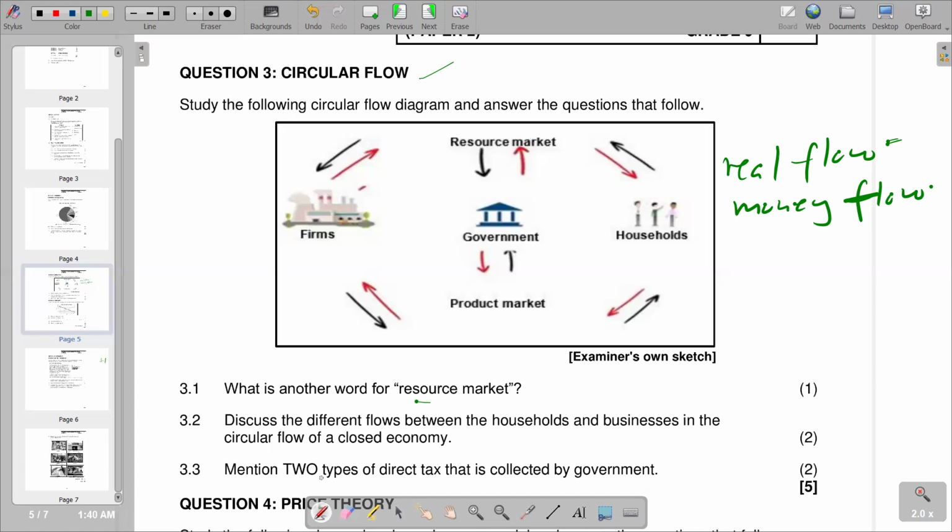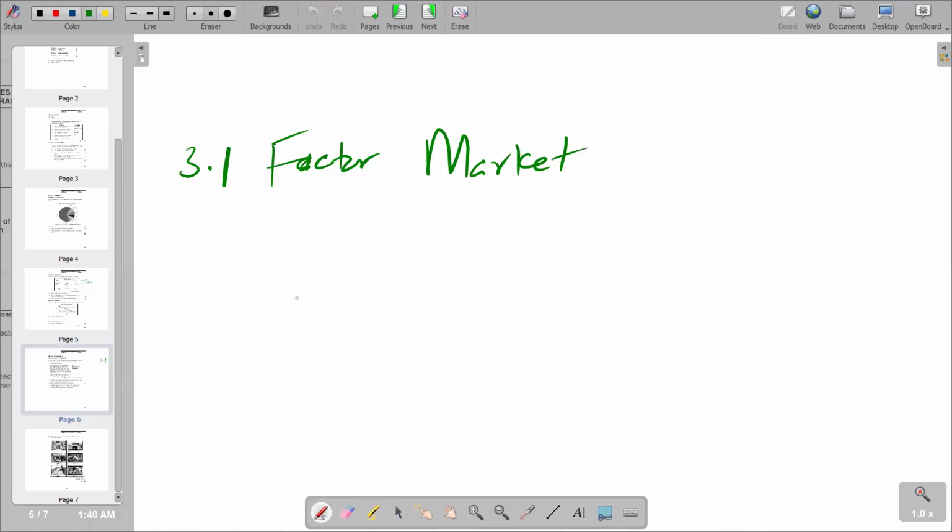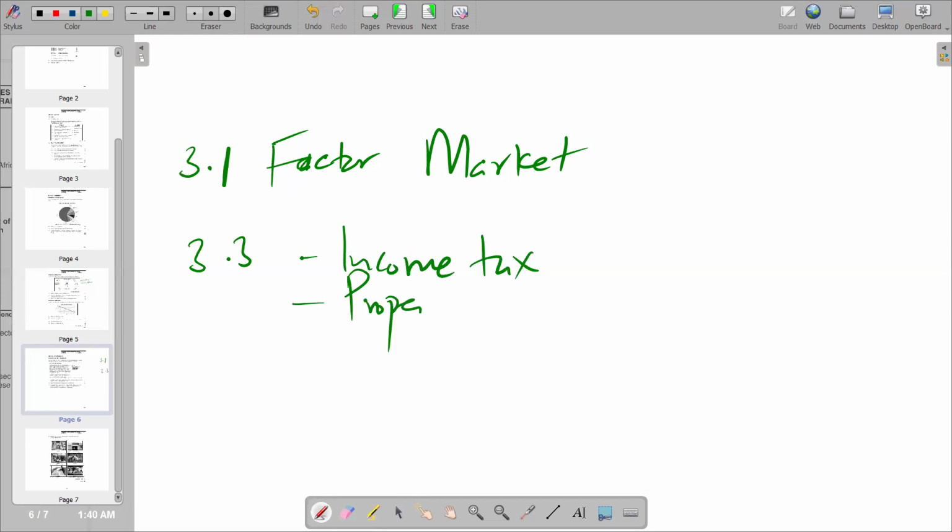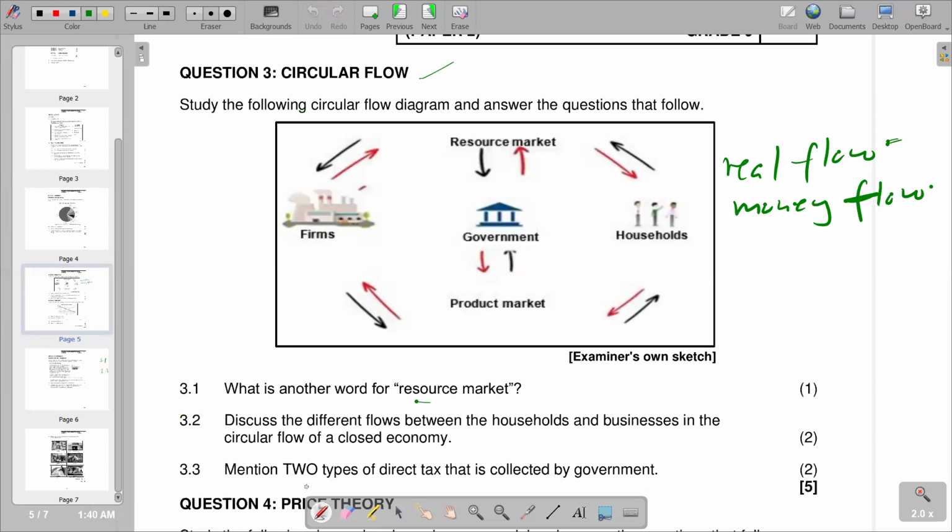Then we move on to 3.3, which says, mention two types of direct tax that are collected by the government. We know the different types of direct taxes that we have: income tax and property tax. So for 3.3, we have income tax and also property tax. This is what the question requires, two types of direct tax: income tax and property tax.